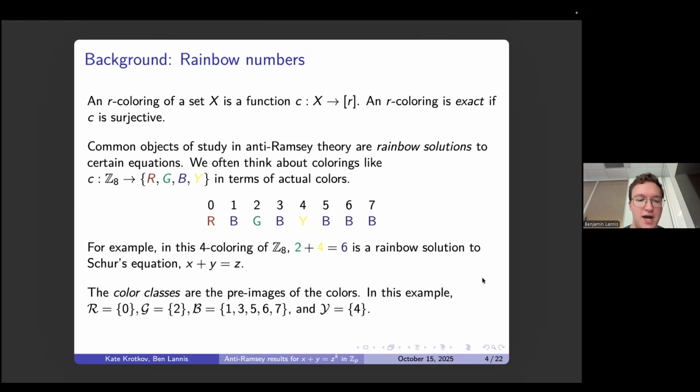I also want to briefly define what we mean by color classes. So color classes are going to be very important for the proof of our upper bound that Kate will show you. And basically, it's just the preimages of the colors. So in this example, the red color class just contains the element 0, because this is the only element of Z_8 that's colored red here. And similarly for the other color classes.